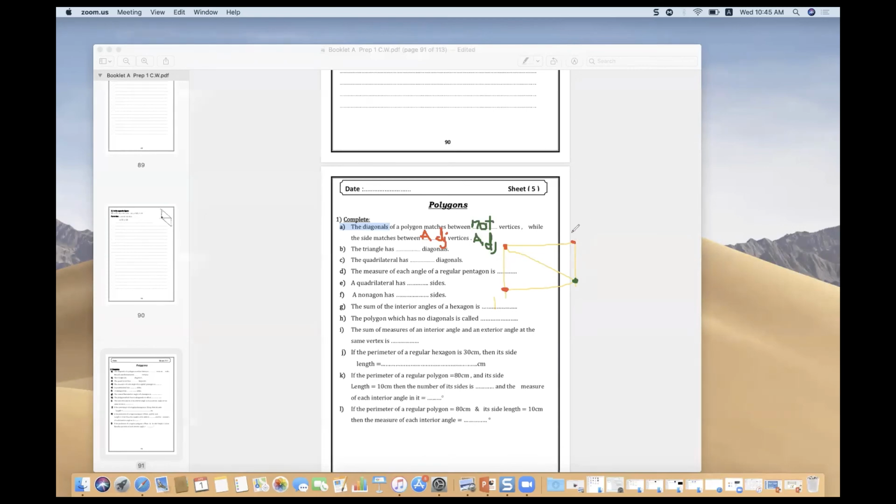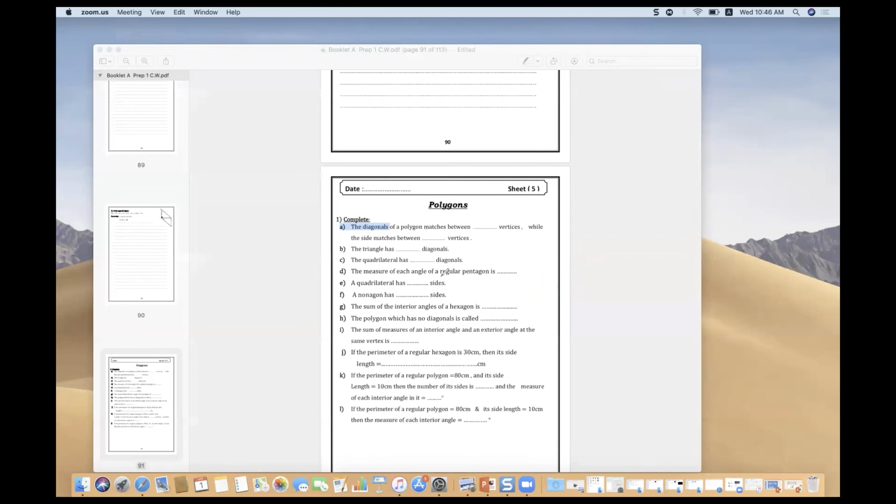Can I do another diagonal from this vertex? No. If I talk about this vertex, Ms. Rahab, this one is adjacent, and this one also is adjacent. If I join between 2 adjacent vertices, I will get sides. What about the farthest or non-adjacent one? I will get a diagonal, like this. So I have 2 diagonals in the quadrilateral.